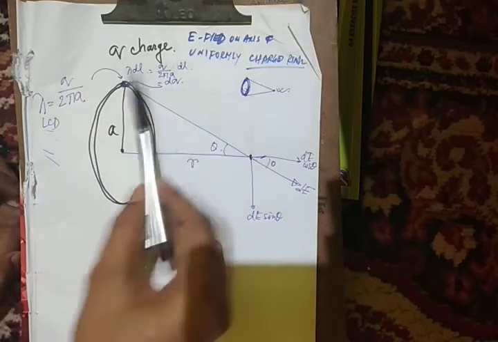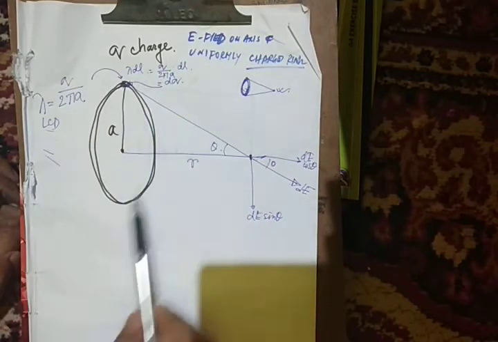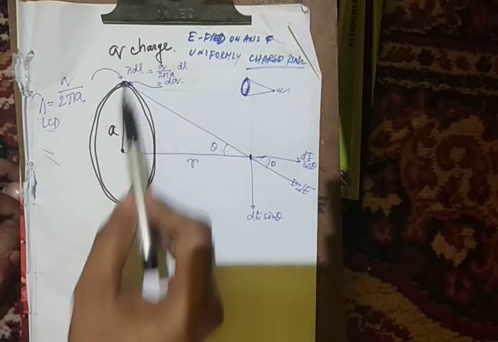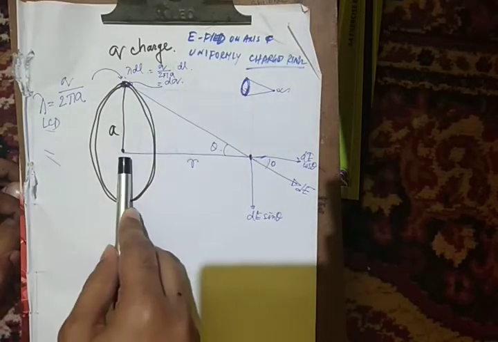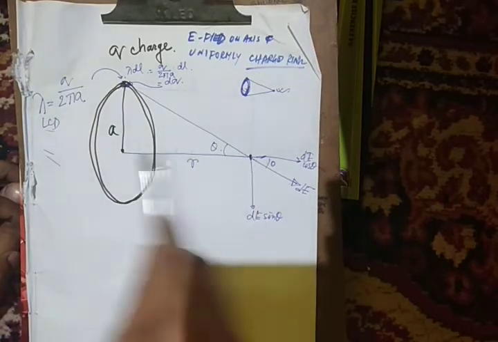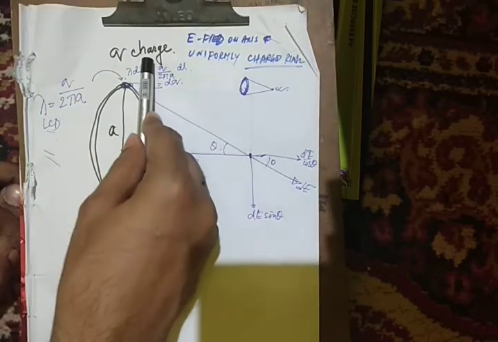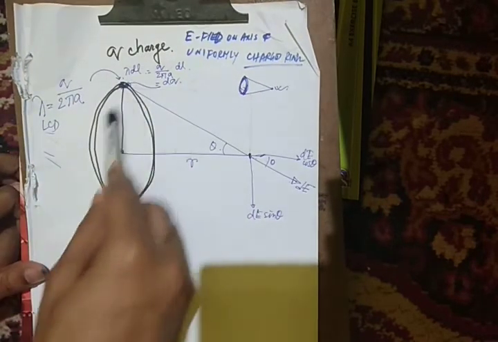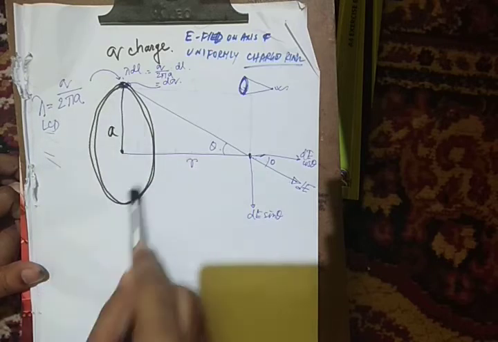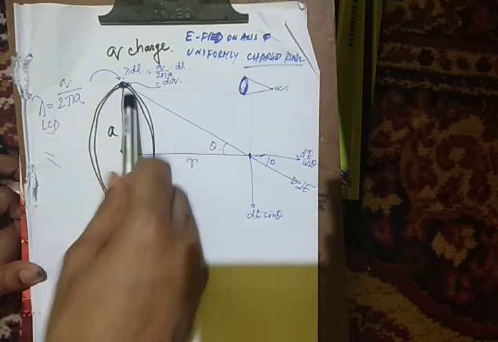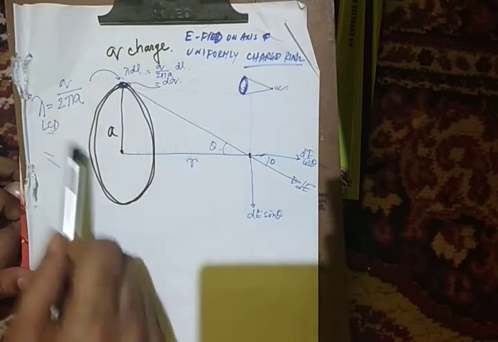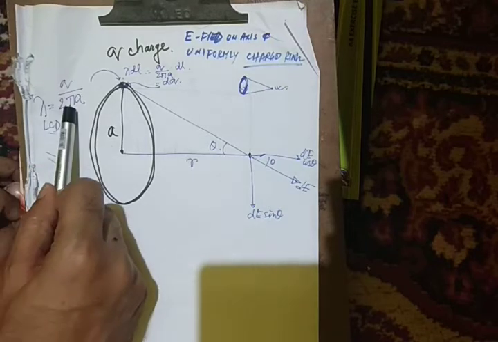So here we have a circular wheel. Its radius is a and the point is situated at distance r from its center. Now we consider q charge is distributed over this perimeter. The perimeter, the circumference, is 2 pi a, so line charge density will be q by 2 pi a.